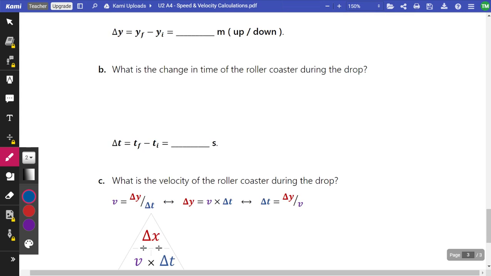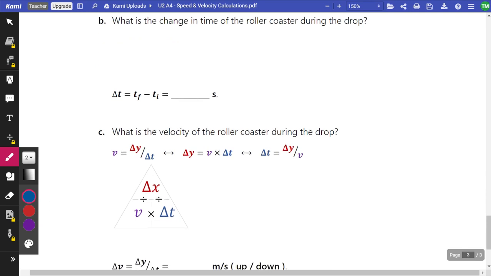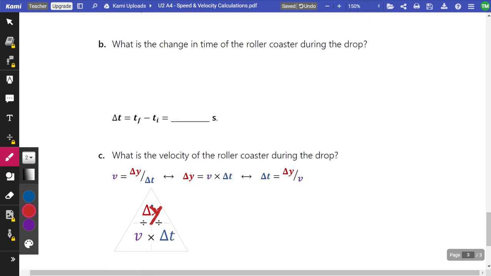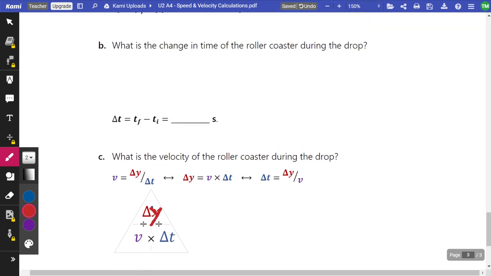In order to do this, we're going to take the displacement, which is this delta y, or I guess delta x, but I forgot to change this. So let me see if I can just write over it. Delta y. There we go. Delta y, the change in the vertical distance.